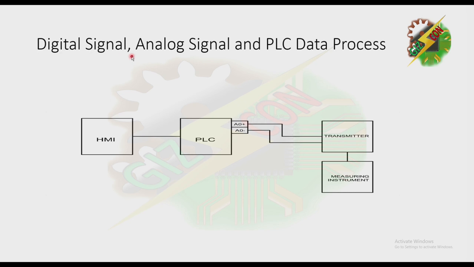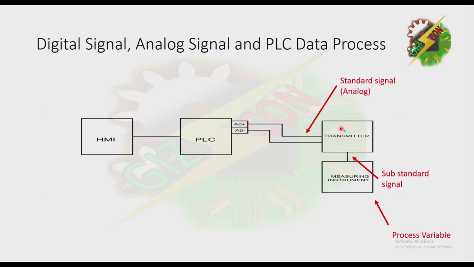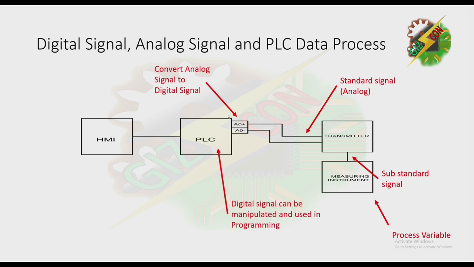Okay, let's discuss digital signal, analog signal, and PLC data processing. Let's say we have a process variable here. Then after the measuring instrument is exposed to the process variable, it will release a substandard signal. And here, the transmitter will convert the substandard signal into a standard signal in analog. Then after that, it converts the analog signal to a digital signal. Now the digital signal can be manipulated and used in programming.